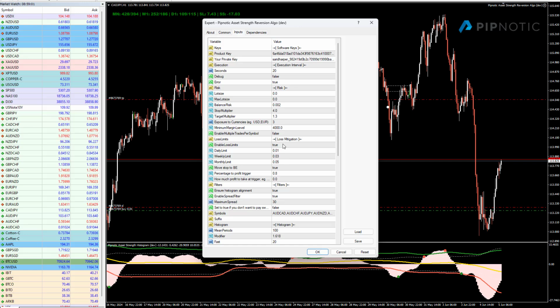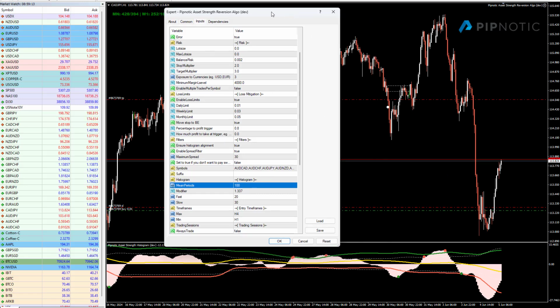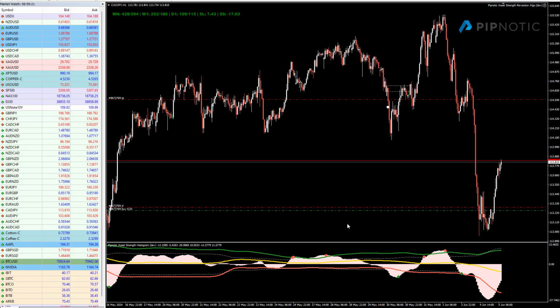Alright, so we have the modifier on this set to 1.337. Okay, and this value changes the lines that you can see here, the green line and the red line. Okay, so first of all, the histogram itself is created as a result of a mathematical calculation. I won't go into the details here because it's not important, but what I will say is that the histogram is calculated based on the perceived strength of a given asset.